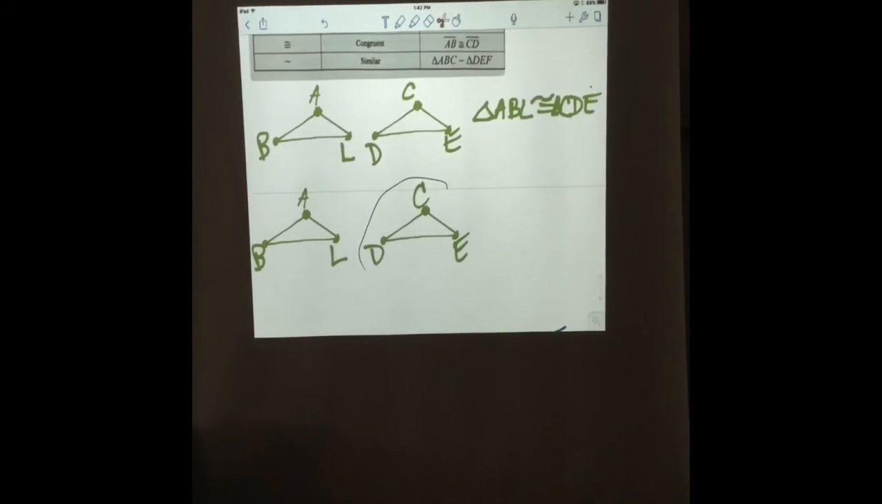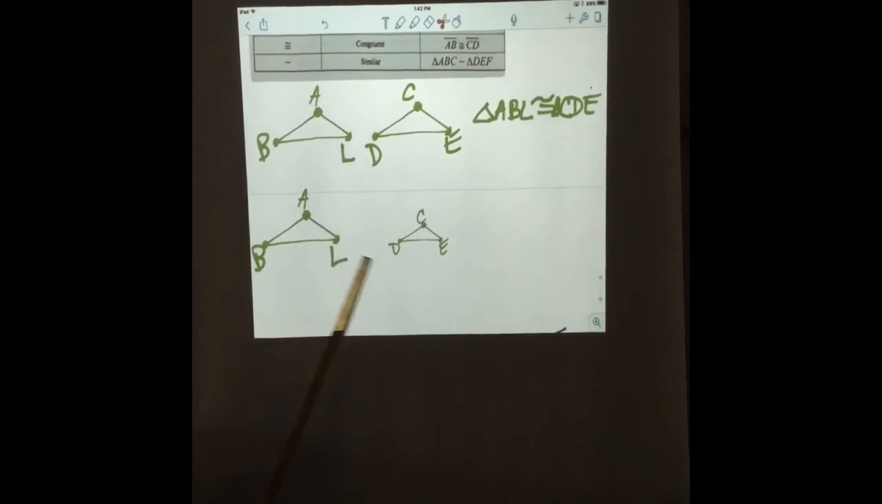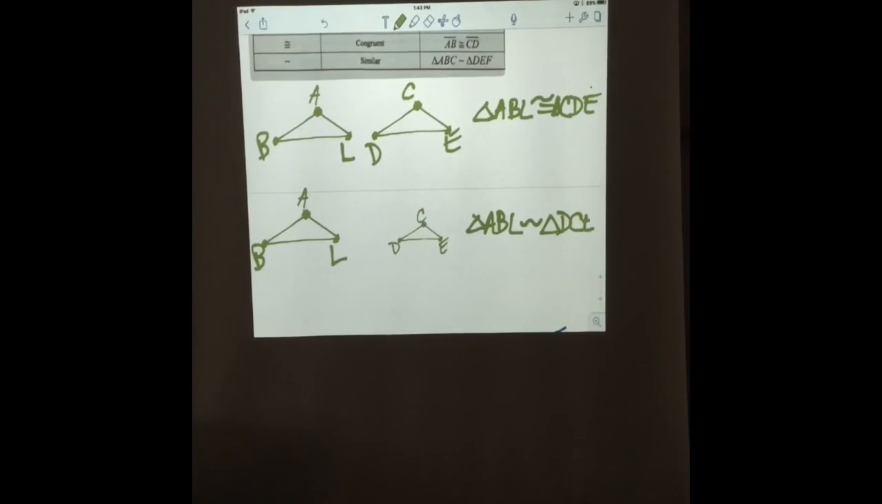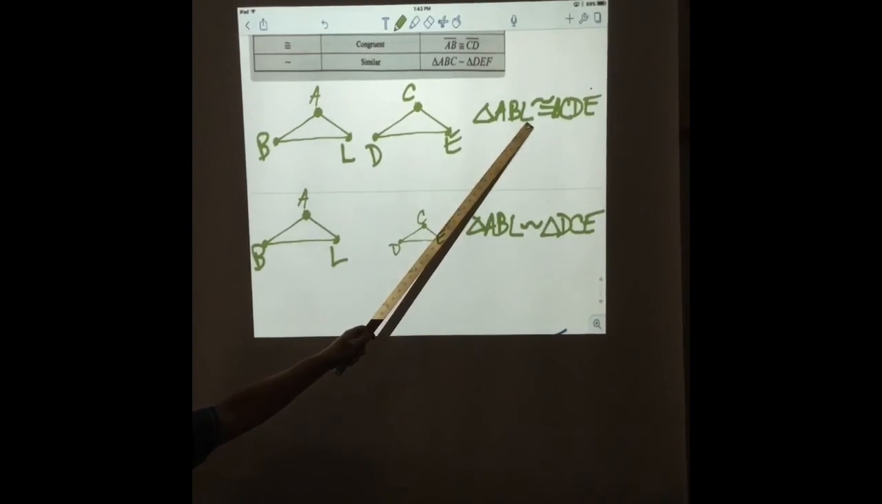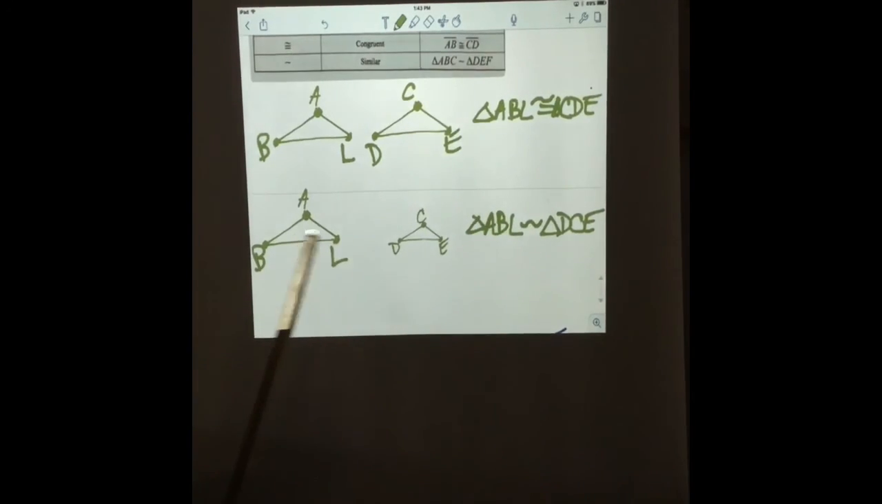But if I take my tool, let's say, and I go like that, are these two congruent? No. Are they similar? Yes. So then we can put a similar sign. Angle ABL is similar to angle DCE. The congruent symbol and the similar. These are similar, but they're not congruent. What if I took this one and I turned it like that?